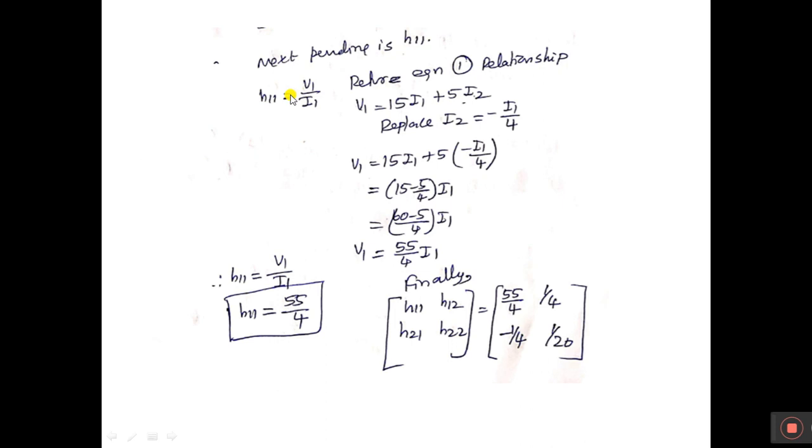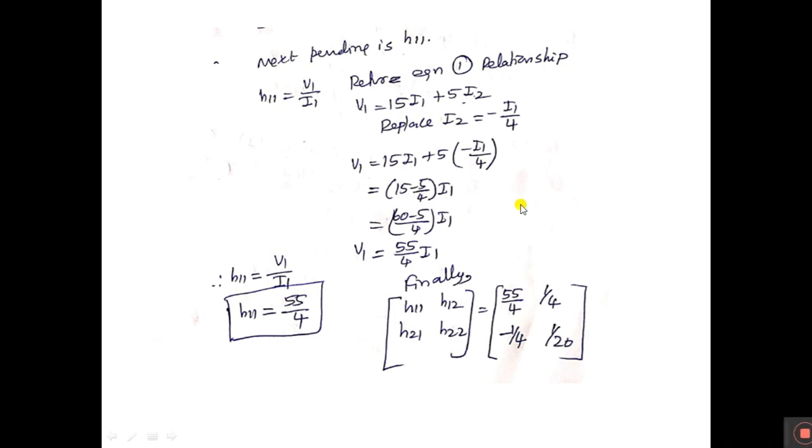The relationship for H11 is V1 by I1, that is available in equation 1. We need to change this I2 in terms of I1. In the previous case we got the equation I2 equals minus I1 by 4. If you apply it here, you get 15 minus 5 by 4 I1, that is 55 by 4 I1. Now H11 becomes V1 by I1, that is 55 by 4. Finally we have the matrix like this: H11, H12, H21, H22. Whichever method is convenient for you, you can use it.